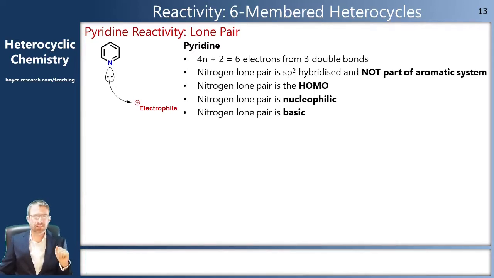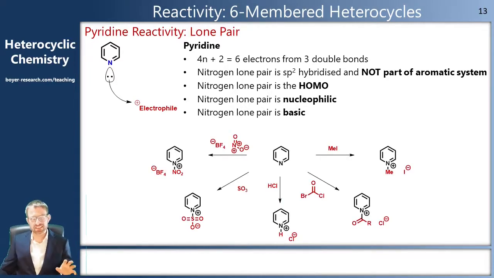So for an aromatic system we need 4n plus 2, or 6 electrons in this case. Those 6 electrons come from the double bonds in the pyridine ring. That means that the lone pair is not involved in the aromatic system and instead is in an sp2 hybridized orbital. This means that it is the HOMO of the nucleophile, which means it is nucleophilic and basic. This is one of the most important reactivities of pyridine. That means it will react with all kinds of electrophiles and acids to form the corresponding pyridinium salts.